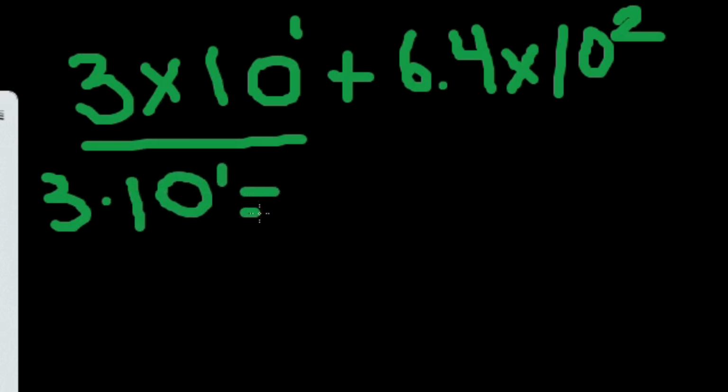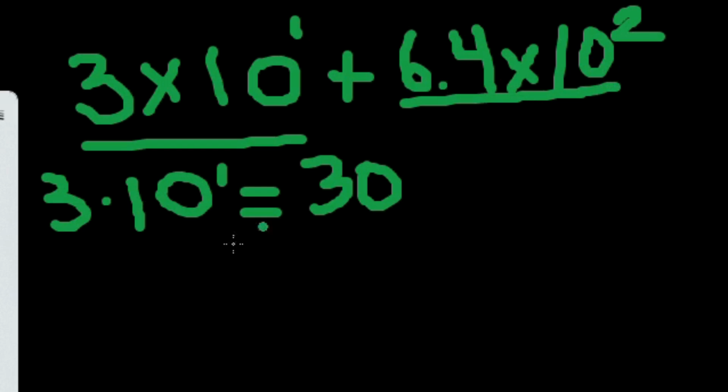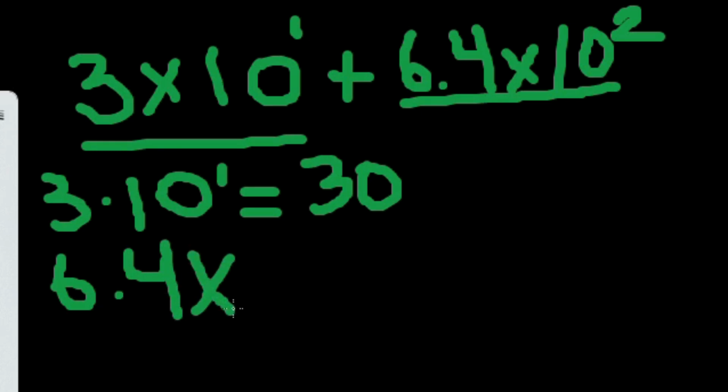Today we are practicing adding in scientific notation. Let's write down the first problem. The first problem is 3 times 10 to the power of 1 plus 6.4 times 10 to the second power.